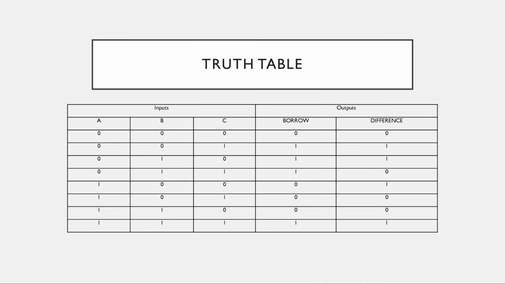When we give input as 1, 0, 0, we get borrow as 0 and difference as 1. When we give input as 1, 0, 1, we get borrow as 0 and difference as 0. When we give input as 1, 1, 0, we get borrow as 0 and difference as 0. When we give inputs as 1, 1, 1, we get borrow as 1 and difference as 0.